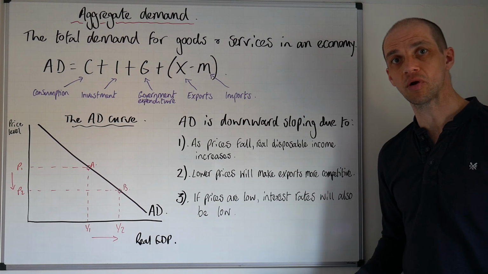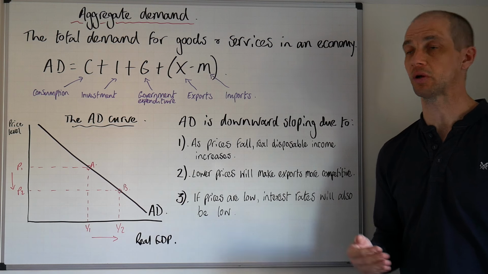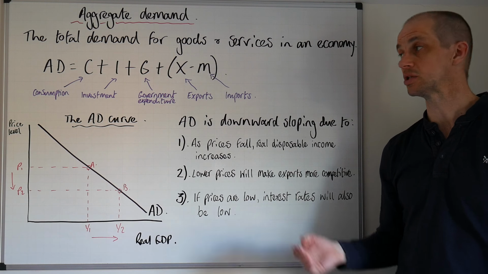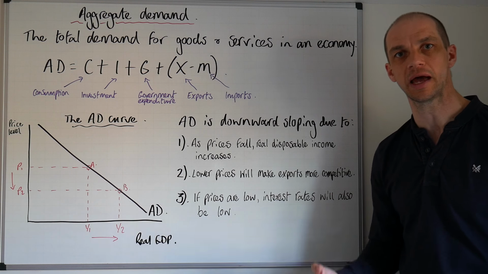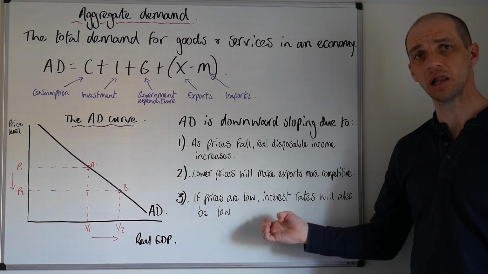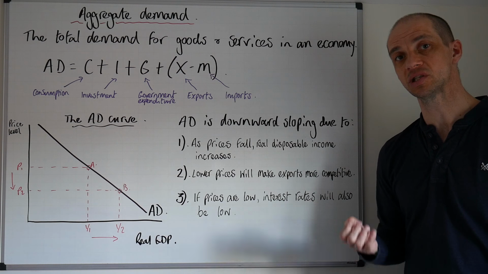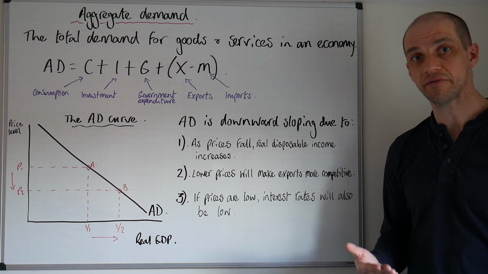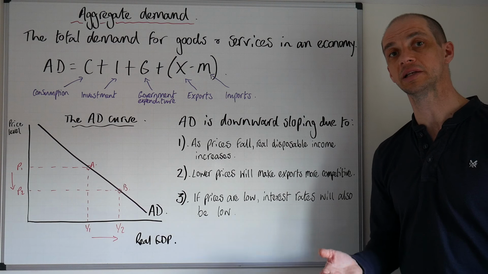Secondly, lower prices will make exports more competitive. So if exports are more competitive, then you could expect export levels to actually increase over the level of imports. Okay, so it helps to boost that international competitiveness. Thirdly, if prices are low, interest rates are also likely to be low. So if prices are low, interest rates are likely to be low, and therefore the level of saving within an economy, another withdrawal from the circular flow of income, is likely to be low.